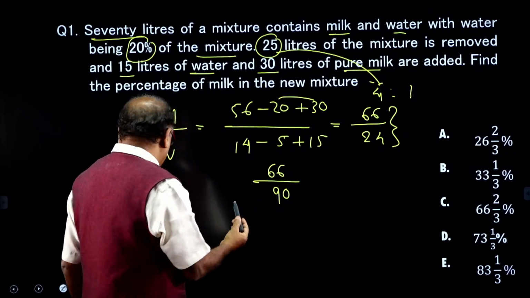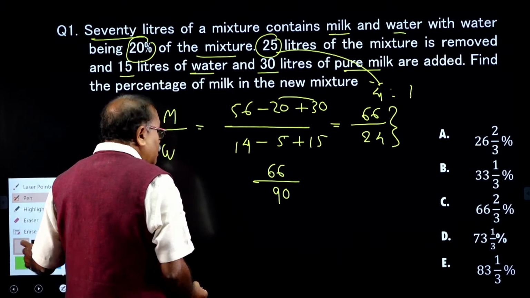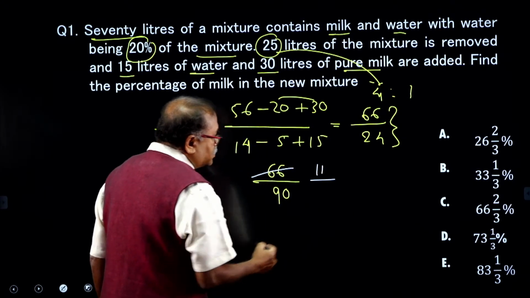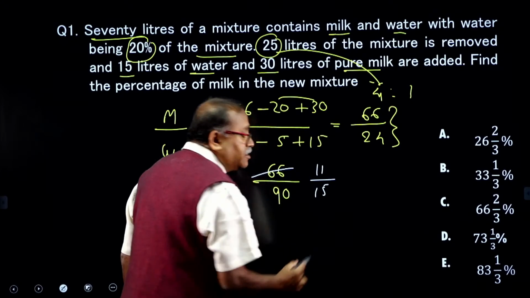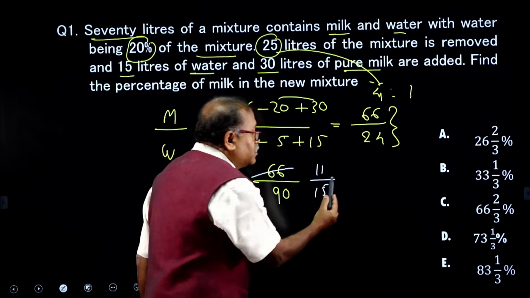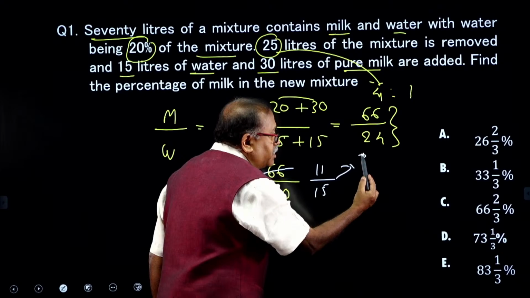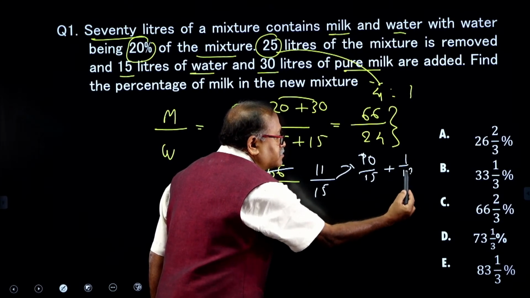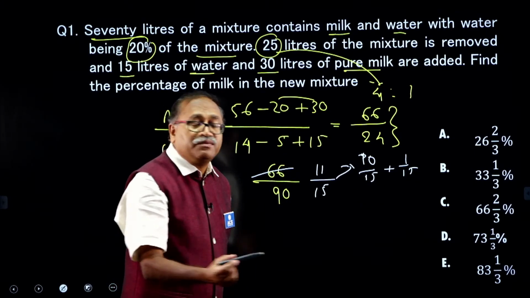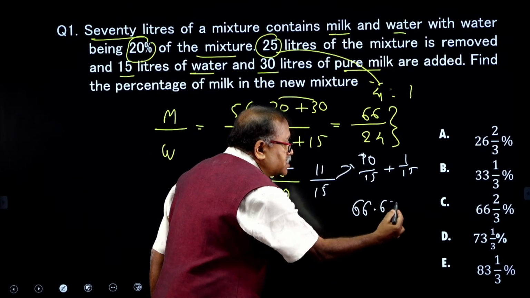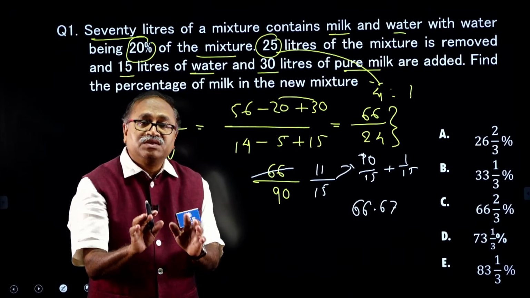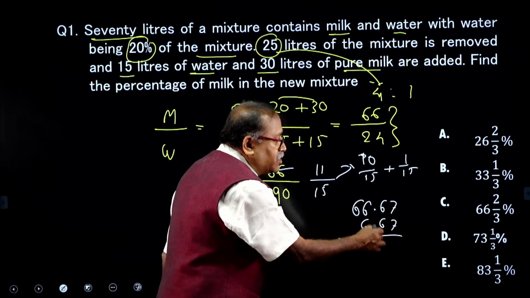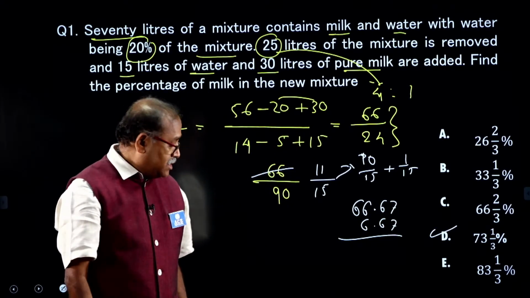So, how do I do this one? Look at the way I can cancel this part. This is 6 times 11, and 6 times what is 90? 15 times. 15 times 6 is 90. In the examination, look at this part as 10 by 15 plus another 1 by 15. You know that 10 by 15 is 2 by 3, which is 66.67, and 1 by 15 you must be knowing is 6.67. So, that is 73 and 1 by 3. That is your answer. Option choice D.